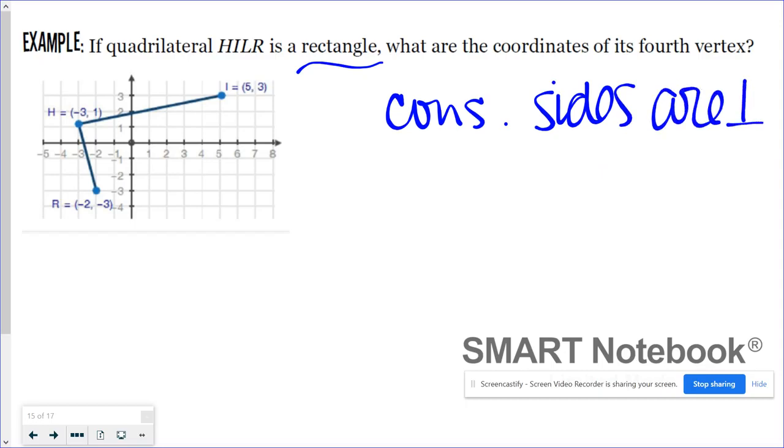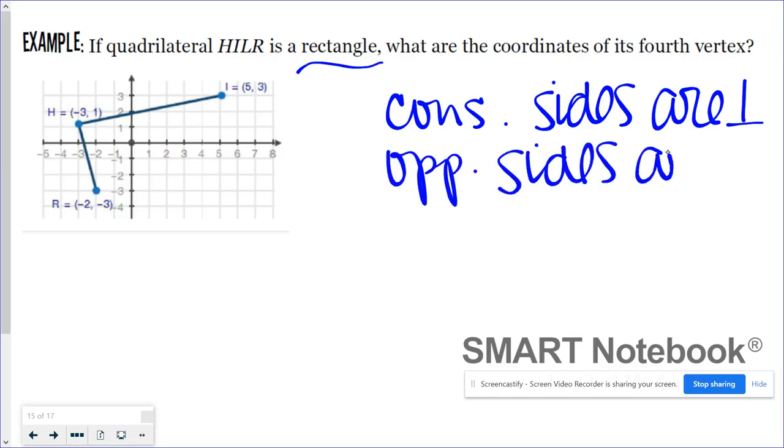And it being a parallelogram, I know the opposite sides are parallel. So I can work with either one of these facts to find the missing vertex, right? So if I look at the slope of line HR, to go from H to R, I have to go down 4 and right 1.